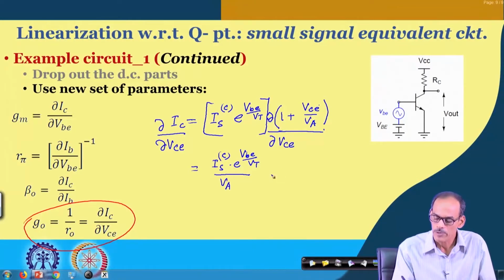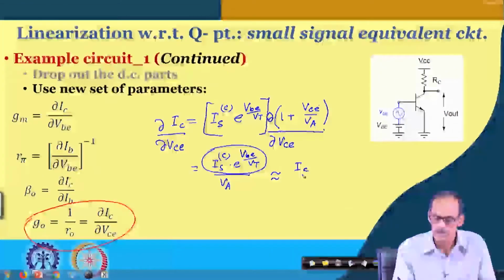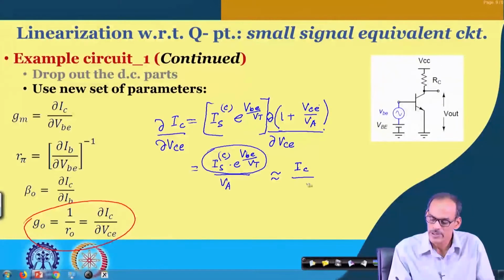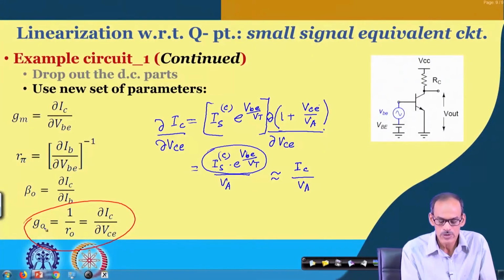Now, we may approximate this whole thing by the collector current I_C. The collector current does have this extra part, but since it appears as is, we may say that this part is very small compared to 1. Only while taking the derivative are we considering this part. So this is I_C and this is V_A, and the expression of g_o is basically I_C divided by V_A.